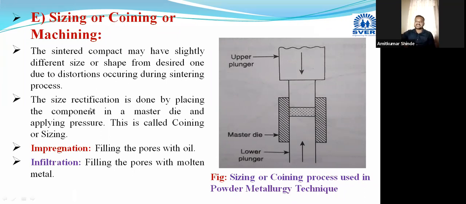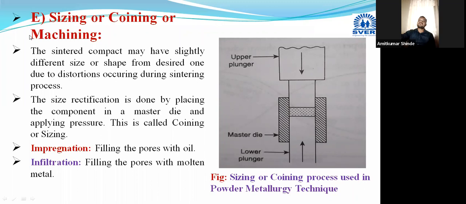Now this size rectification is done by placing that component in a master die and applying pressure. This process is termed as coining or sizing. The changes in the shape and size of that component due to the sintering process are fixed with the help of a master die and upper punch and lower punch, or upper plunger and lower plunger. With the help of this master die, with application of pressure, we are fixing it. This process is termed as sizing or coining process.